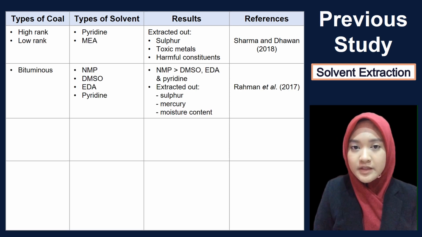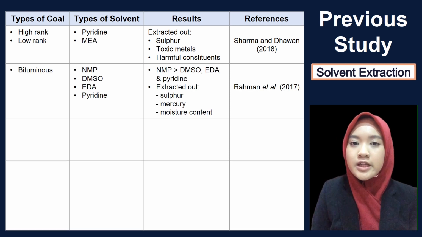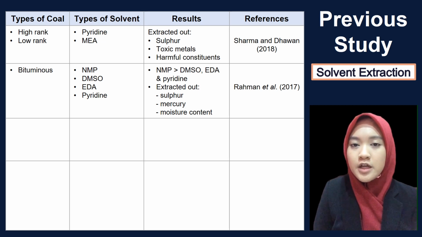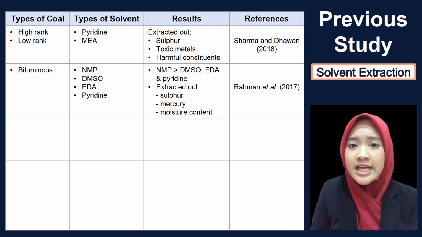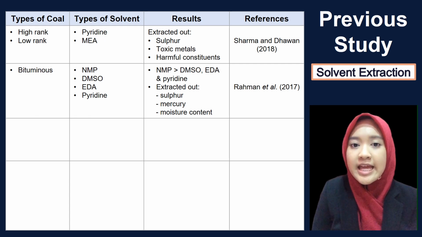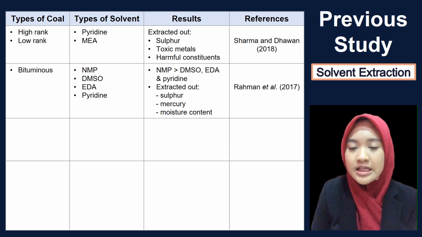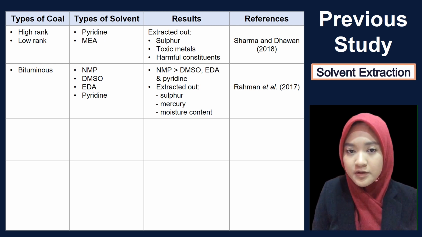Rahman et al. 2017 investigated that N-methylpyrrolidone has been proven as a powerful solvent for extraction of bituminous coals as it has a high capability in dissolving to the highest extent and gives a higher extraction yield. The researchers also emphasized that N-methylpyrrolidone is more efficient than other solvents such as dimethyl sulfoxide, ethylenediamine, and pyridine. In total, coals were upgraded by solvent treatment, resulting in the removal of sulfur, mercury, and moisture content.